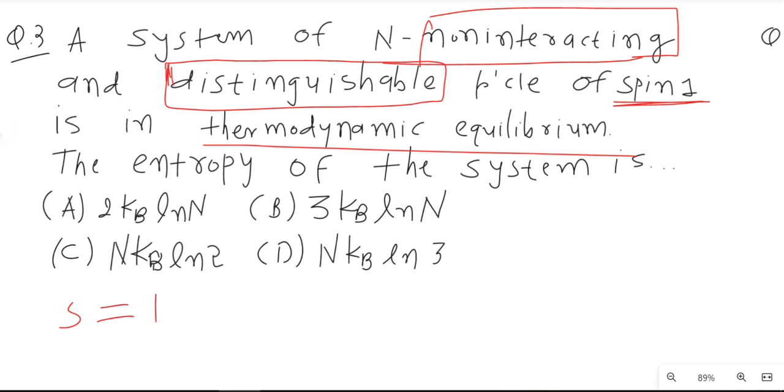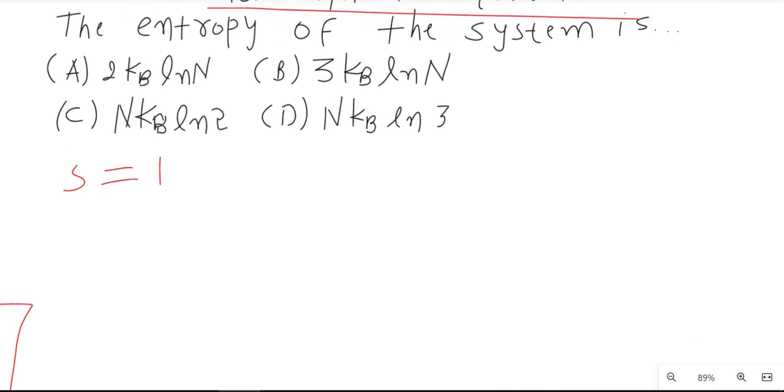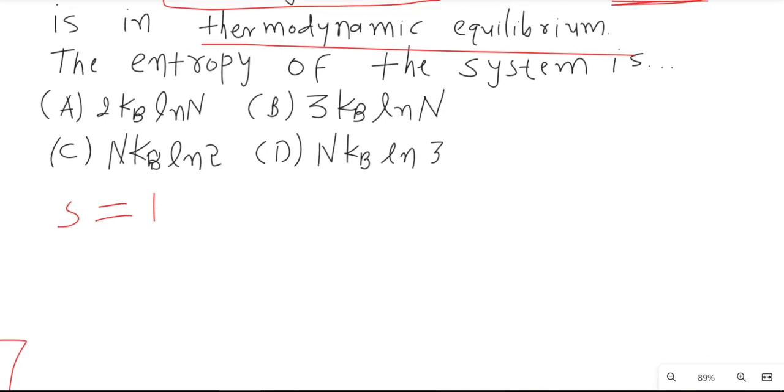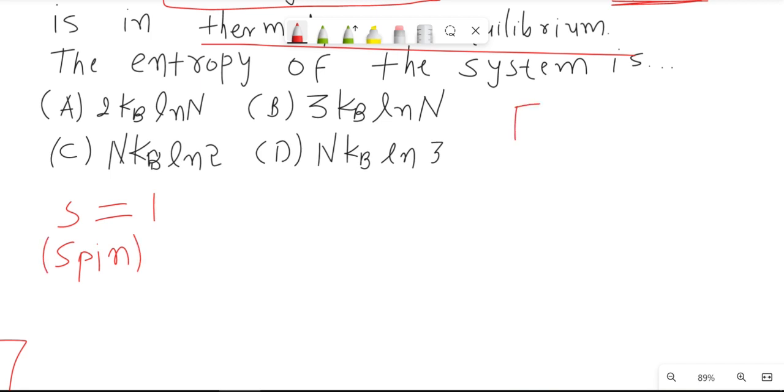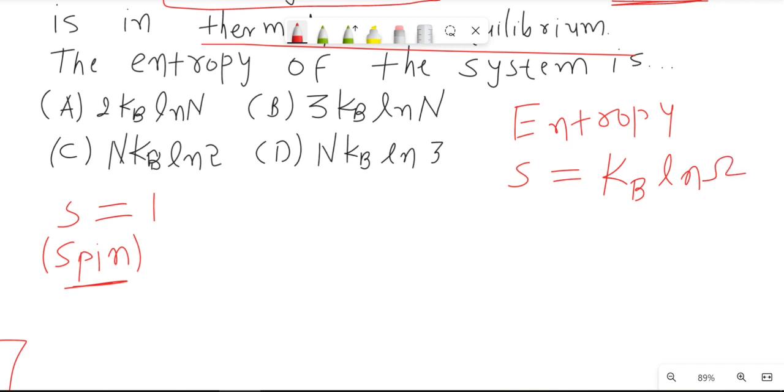You know the formula of entropy. Here s is spin, do not forget, and entropy is also denoted by S. Entropy is given as k ln omega, where k, or k_B, is the Boltzmann constant, and omega is the number of microstates. In order to calculate the number of microstates, we have to calculate the multiplicity.